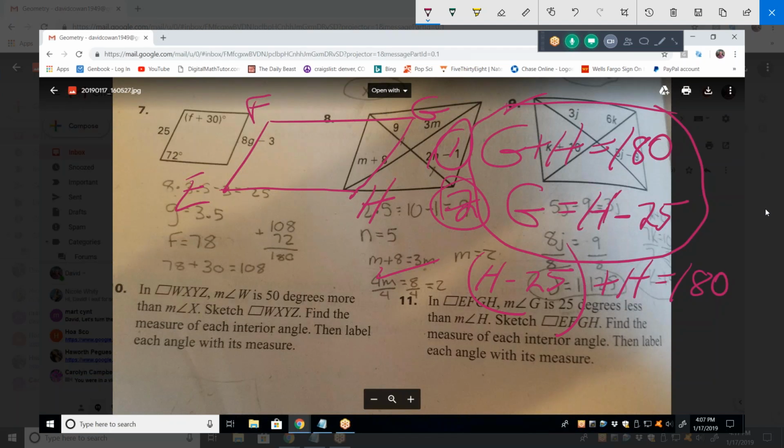All right. First, so I got 2h minus 25 equals 180. Okay. Now what? And then you add 25 to both sides. And then you subtract 20.